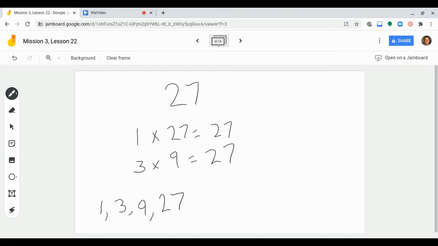But is 27 going to be prime or composite? Well, it's going to be composite, because look, I have 1, 2, 3, 4. I have four factors for 27. So even though 27 is odd, it can still be a composite number. Don't fall into that trap of thinking it's just about odd and even. But yep, that's what we're working on today: finding factors for numbers and determining if those numbers are prime or composite.